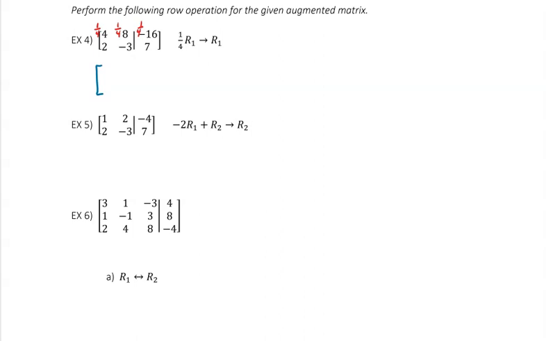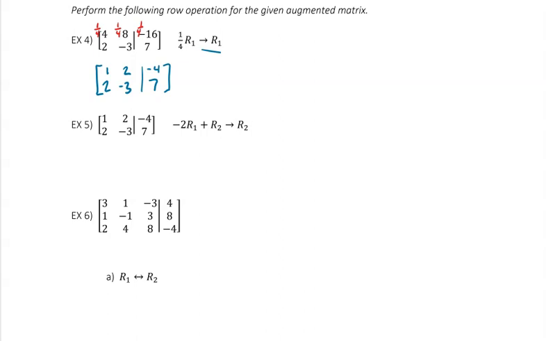So 1/4 times 4 is 1. 1/4 times 8 is 2. 1/4 times negative 16 is negative 4. So we replaced row 1, and it doesn't say anything about row 2. So row 2 is staying the exact same. We don't mess with it at all. And that's our answer.